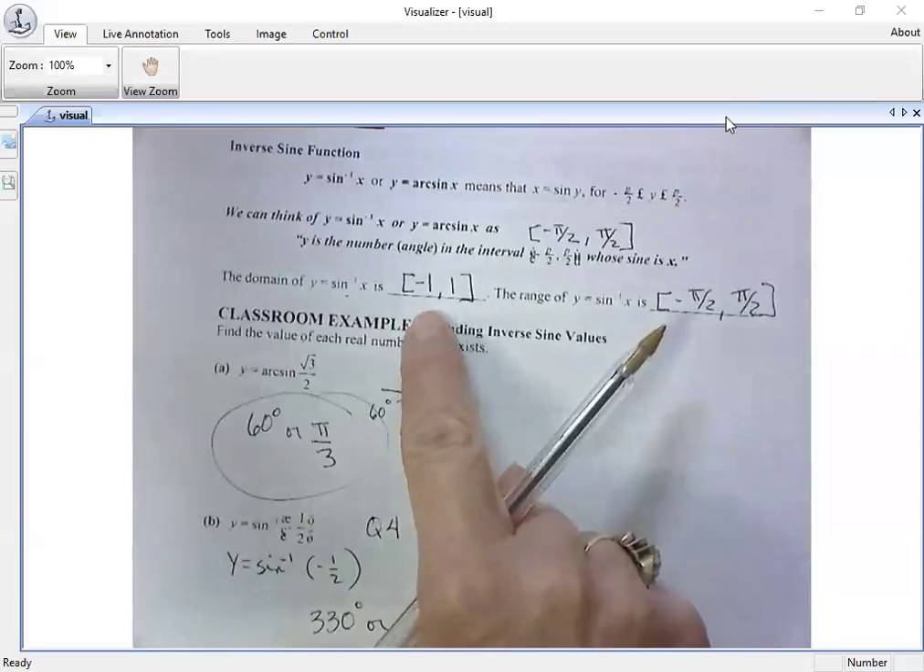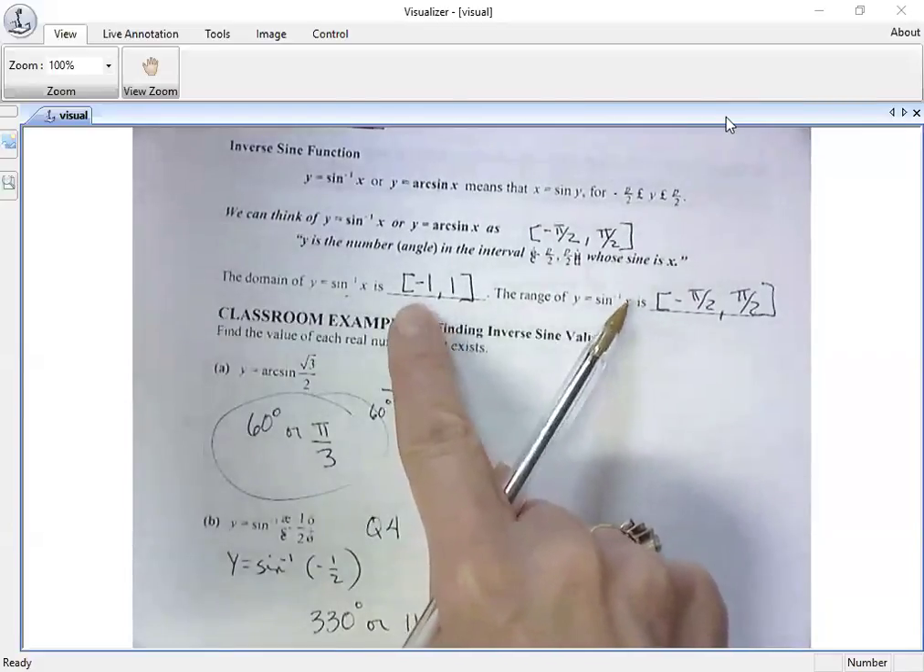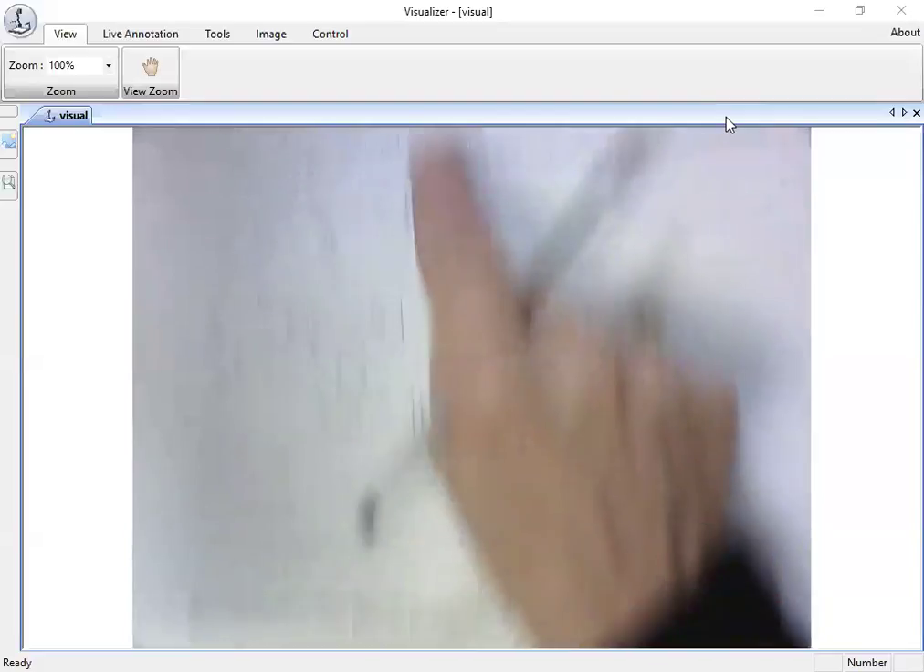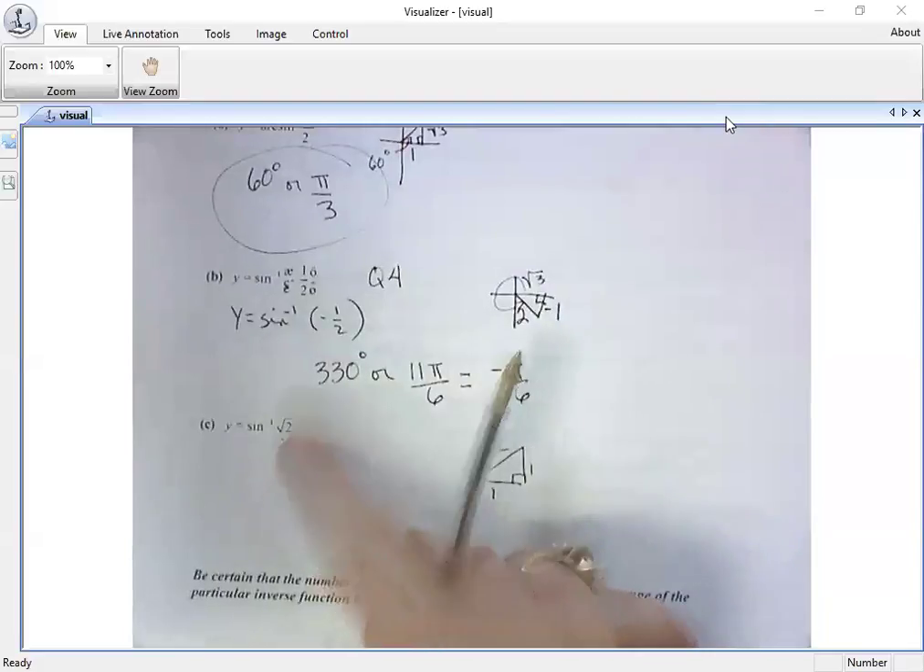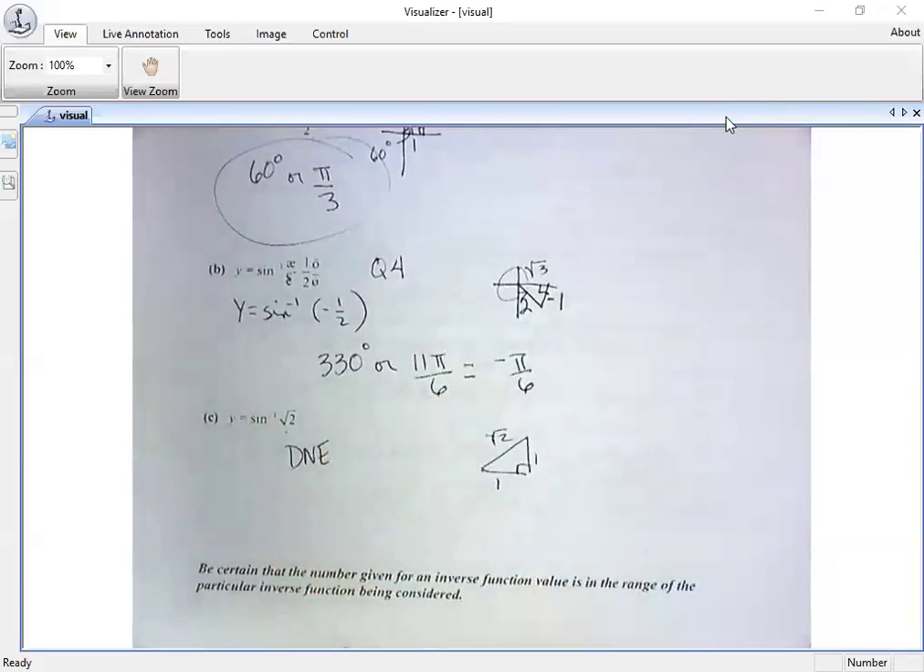What's my domain? I can't get anything that would give me a ratio for sine unless it's between -1 and +1. If they give me a value that's not in that domain, this does not exist. Be careful. They may be sneaky on that. So notice it said, if it exists, that does not exist. There is no angle measure whose sine ratio is greater than 1. Won't you see those in the test? Most likely not, but it is something you should always be mindful of.